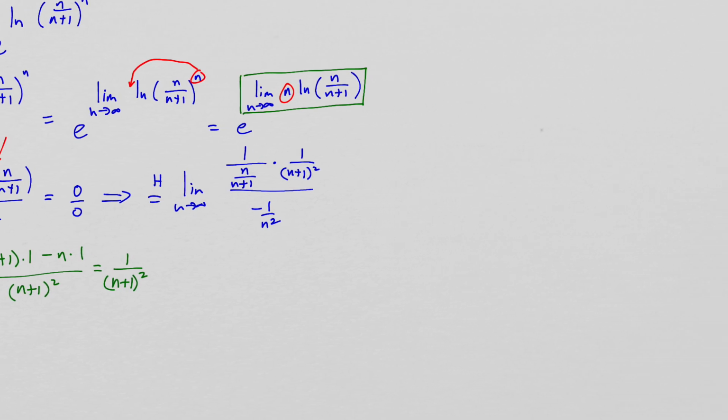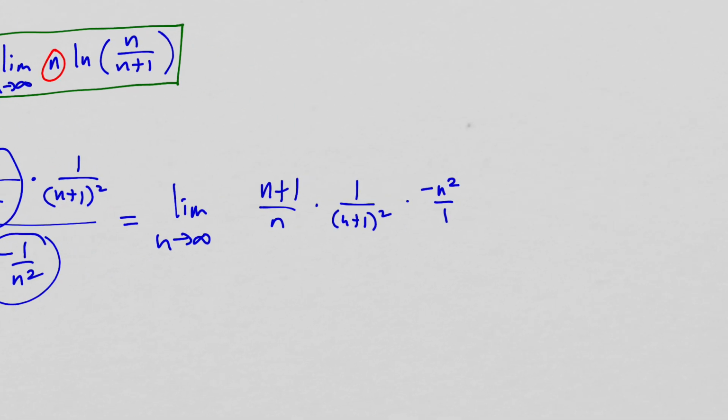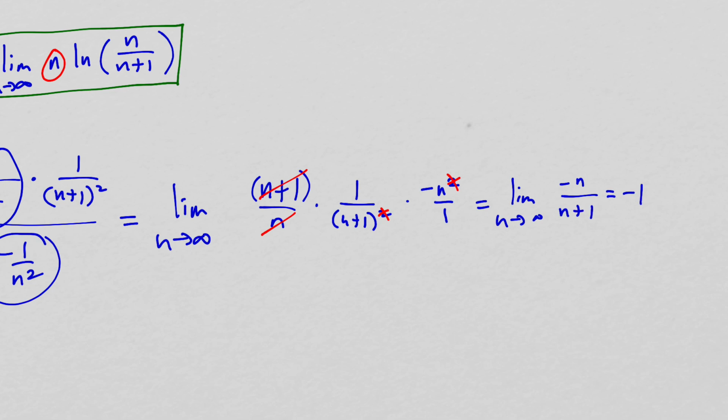Okay, so now we're just going to work on this. This is equal to the limit as n goes to infinity. 1 divided by n over n plus 1 is the same as n plus 1 over n. Then we have multiplied by 1 over n plus 1 squared. And I'm going to bring this up to the numerator as negative n squared over 1. And let's see what we can do here. Well, we have an n plus 1 here, which is going to cancel out one of these factors. We have an n here, which is going to cancel out one of these factors. And so we end up getting the limit as n goes to infinity of negative n over n plus 1. And this limit is negative 1.